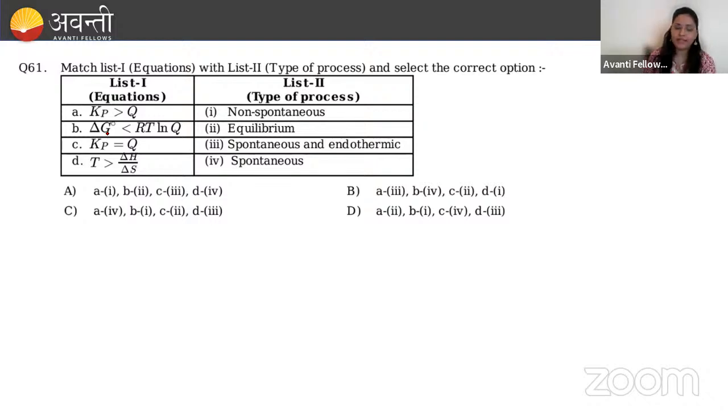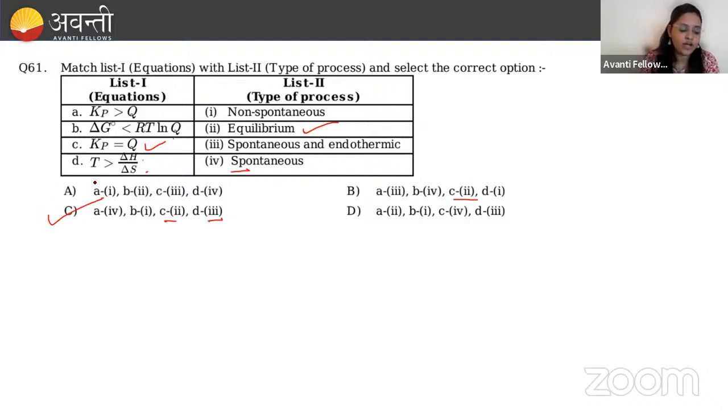You know that Kp, the equilibrium constant, is equal to the reaction quotient Q when there is equilibrium. So C is 2. We have option 2 where B is also there and C is also there. Now let's check. T is greater than delta H by delta S: when this happens, the reaction is spontaneous and endothermic. So D should be 3, D should not be 1. Again, Kp greater than Q: when this happens, the reaction is spontaneous. Next, delta G0 is less than RT ln Q: this is when the reaction is non-spontaneous. So the answer will be what? C.